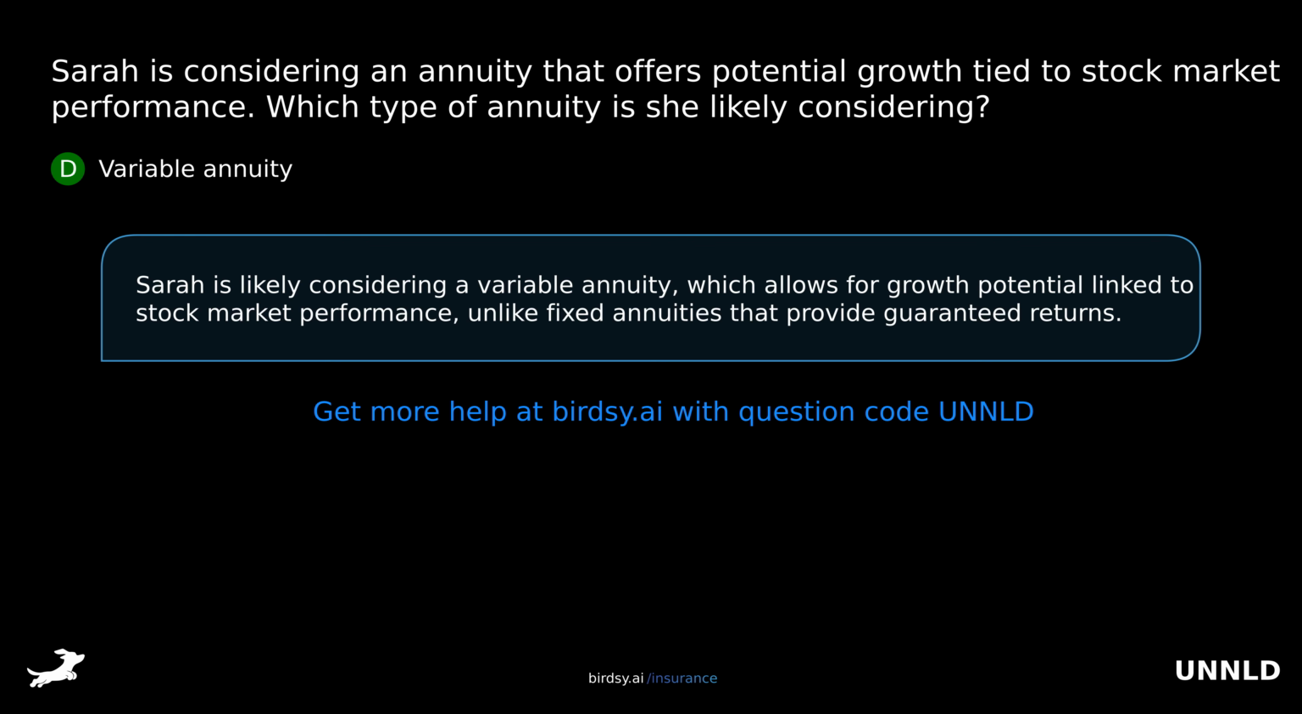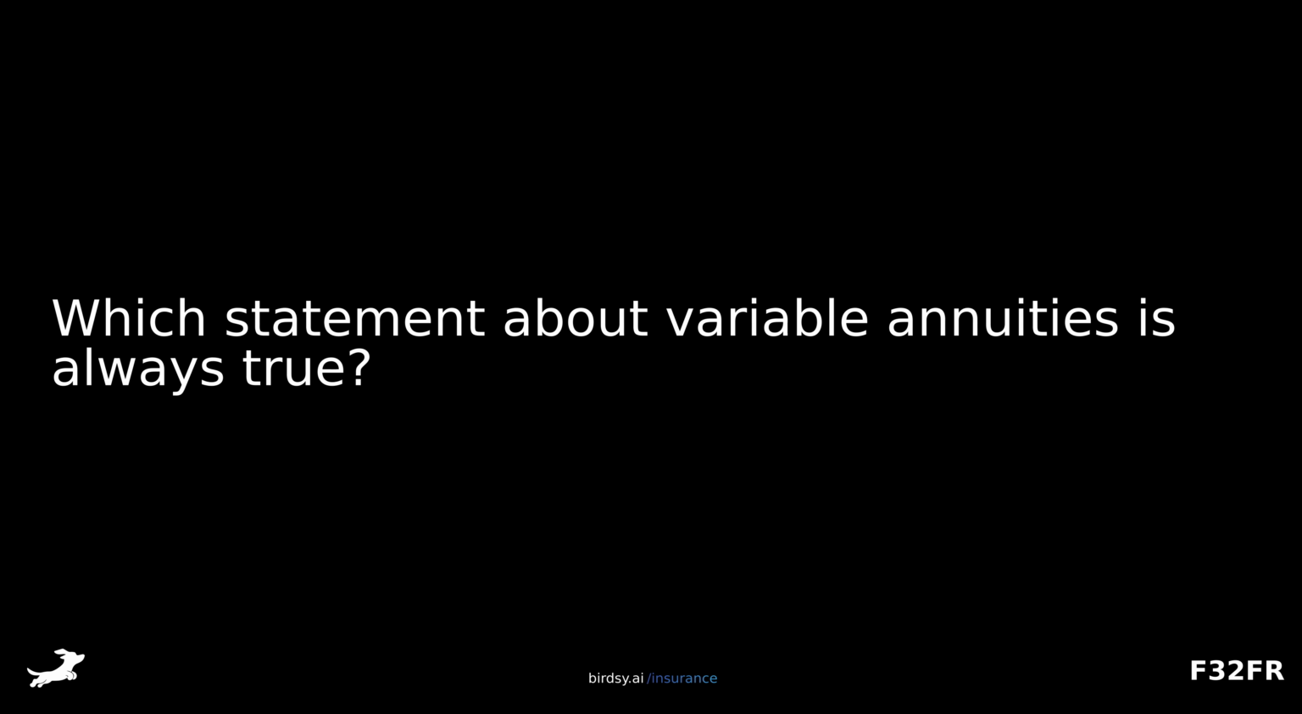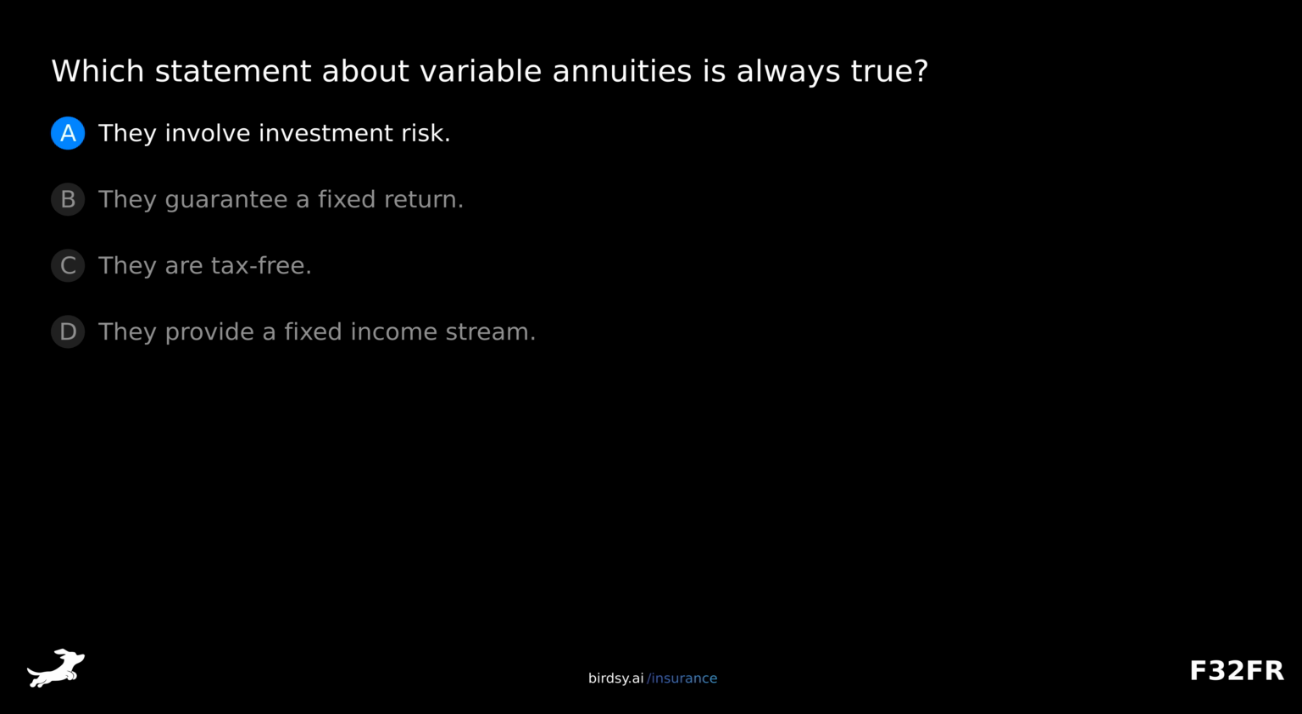Sarah is likely considering a variable annuity, which allows for growth potential linked to stock market performance, unlike fixed annuities that provide guaranteed returns. Which statement about variable annuities is always true? Is it A, they involve investment risk? B, they guarantee a fixed return? C, they are tax-free? Or D, they provide a fixed income stream?